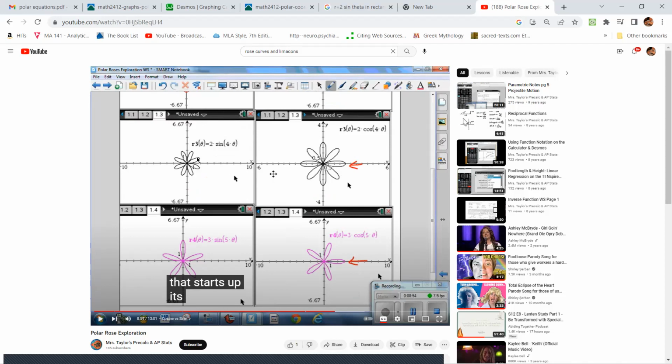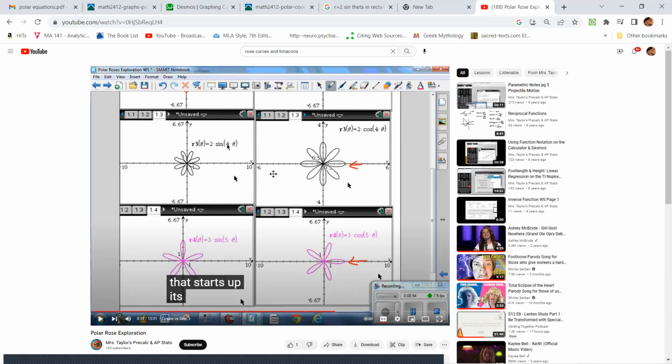Take what? 3. How did we get the 8 petals? Oh, to get the A, you do 2. Or well, wait. Be careful. A's the length of the petal. So how long is it? It's 2 units long. They're 2 units long.